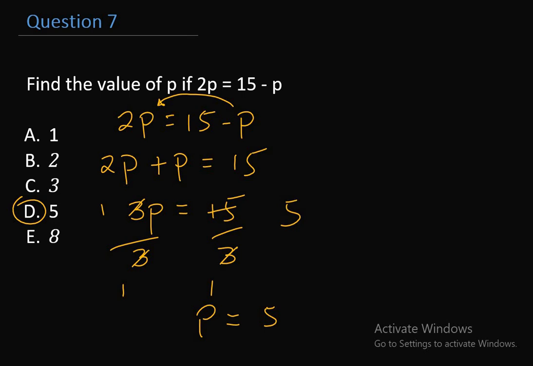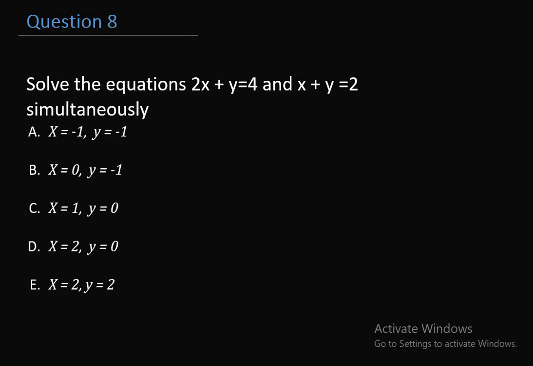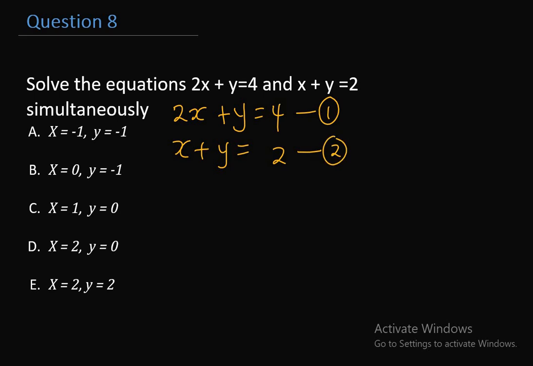Question 8. Solve the simultaneous equations. 2x plus y is equal to 4. I'll call this equation 1. x plus y is equal to 2. I'll call this equation 2. So you can start from either equation 1 or equation 2. But let me start from equation 1 since the two variables are standing alone. So I'll make x the subject of the formula. I'll move plus y to the right.